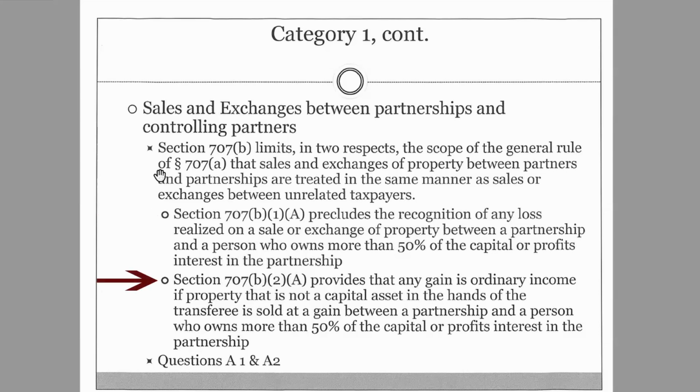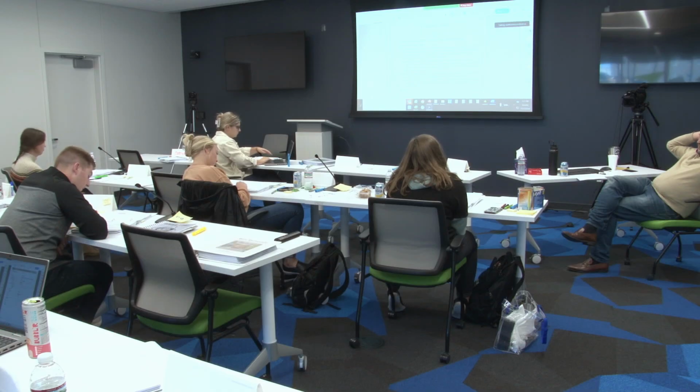Section 707B2A provides that any gain is ordinary income if property that is not a capital asset in the hands of the transferee is sold at a gain between a partnership and a person who owns more than 50% of the capital or profits interests in the partnership. Questions. Okay, 1A and 2. I hate all this. Okay, so you got two different provisions here that could be meaningful.